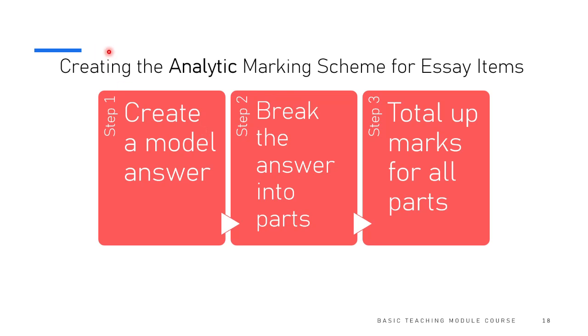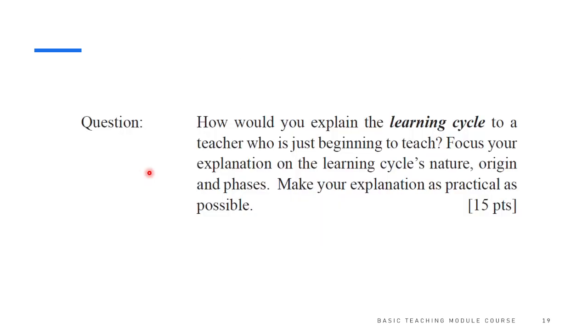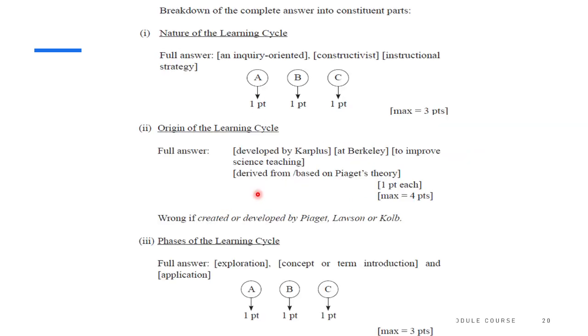Now for creating an analytic marking scheme for an essay item, you want to create a model answer and then break the answer into parts. This is what makes it analytic. And then total up marks for all the parts. Now let's look at an example. The question here is: how would you explain the learning cycle until the end? So this is the prompt, the question here.